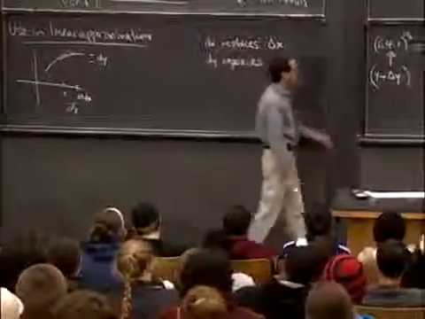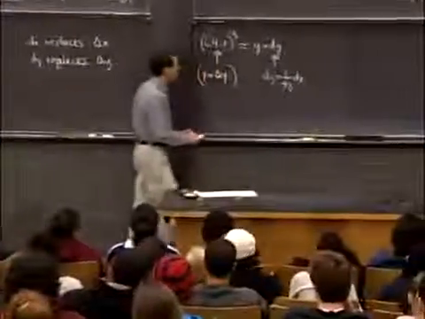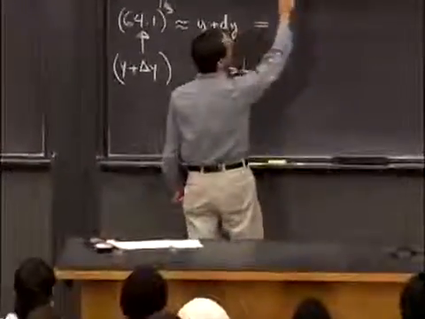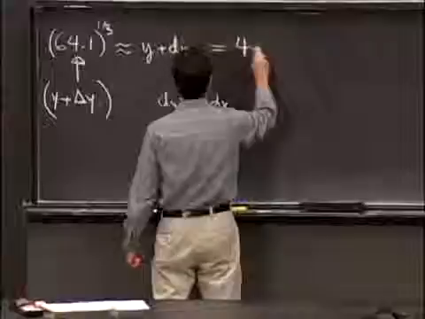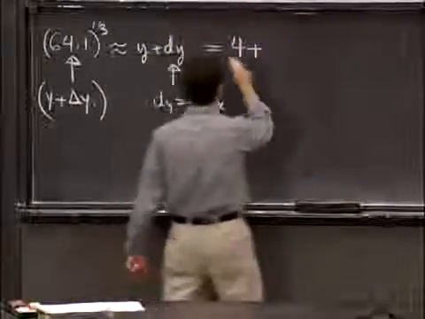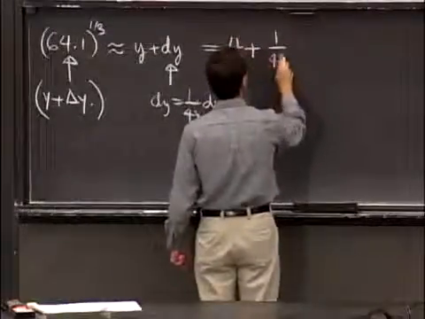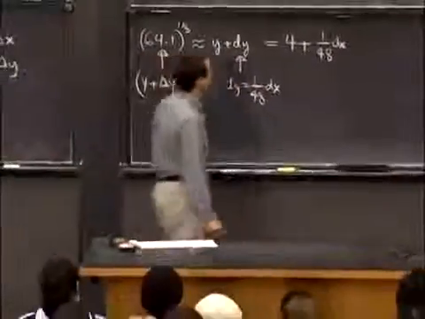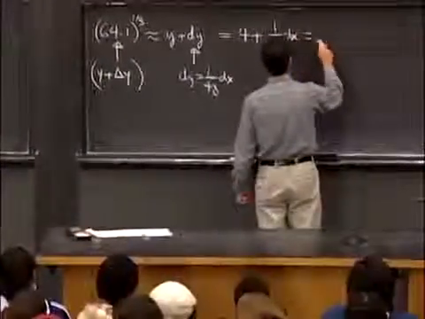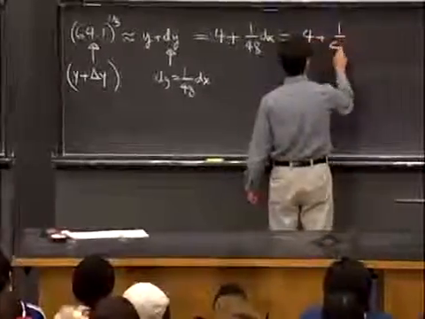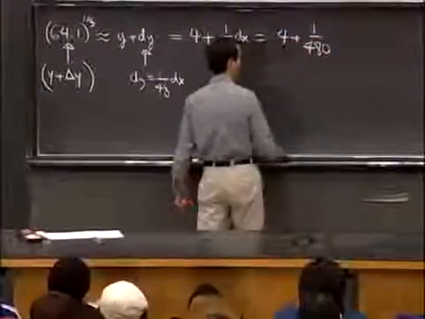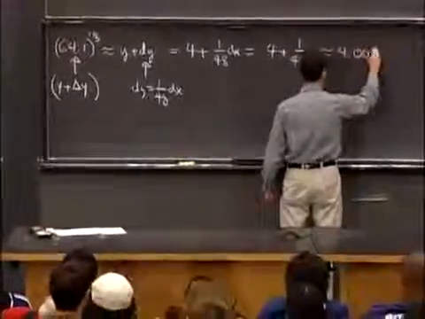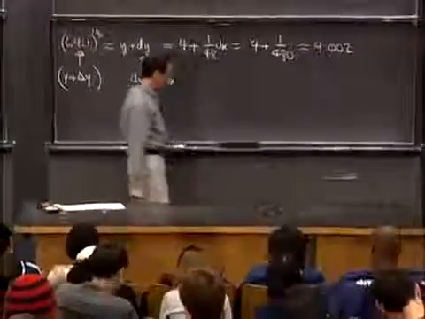All right, so this is the approximation, and now I can just calculate these numbers. y at this value is 4, and dy, as I said, is 1/48 dx. That turns out to be 4 plus 1/480, because dx is a tenth. So that's approximately 4.002. And that's our approximation.